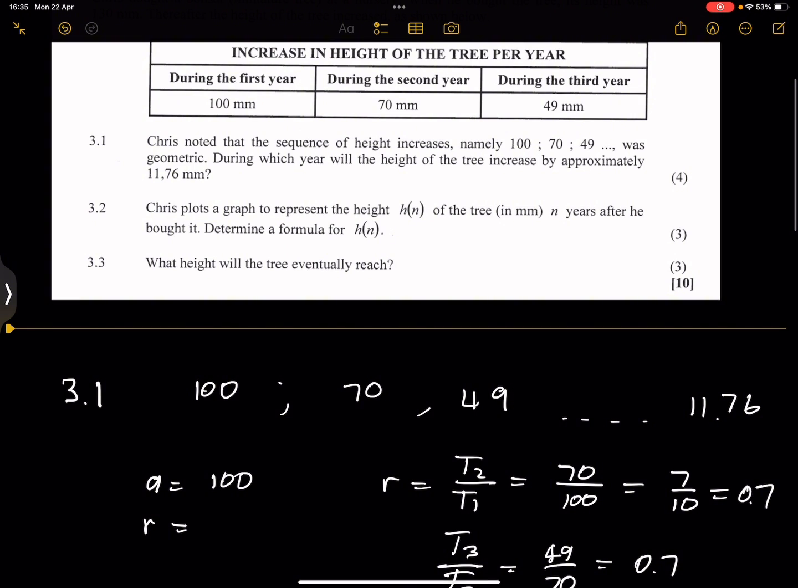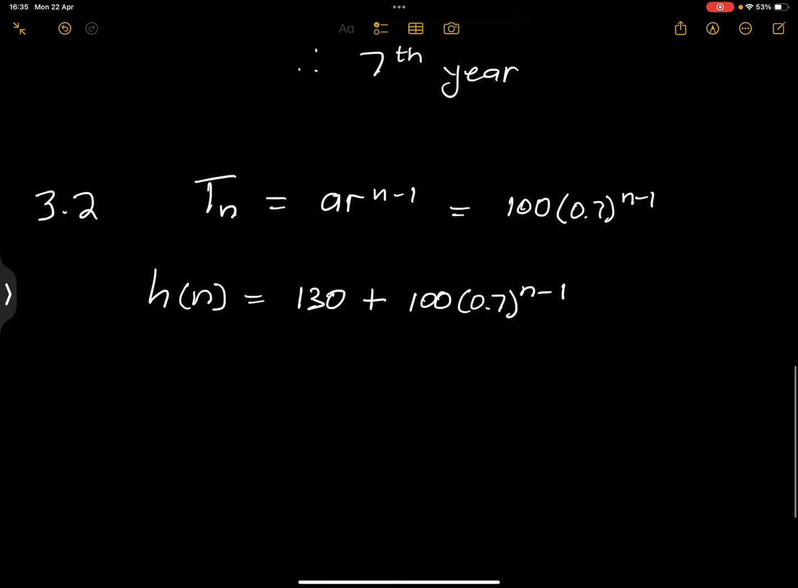Okay, right. So they ask, what height will the tree eventually reach? Now please remember, ladies and gents, we can see that our R value is what we call a proper fraction. Our R value is less than 1 and greater than -1. That's a proper fraction, right? So that means we can get the sum to infinity.